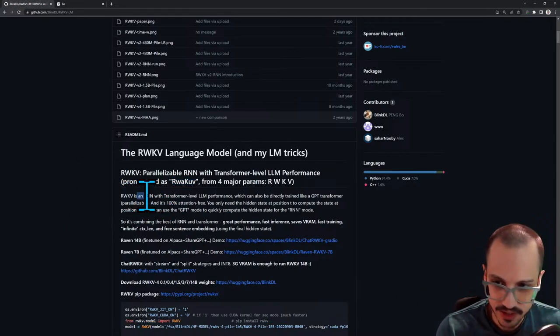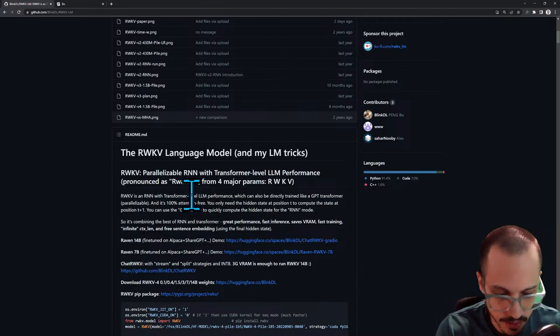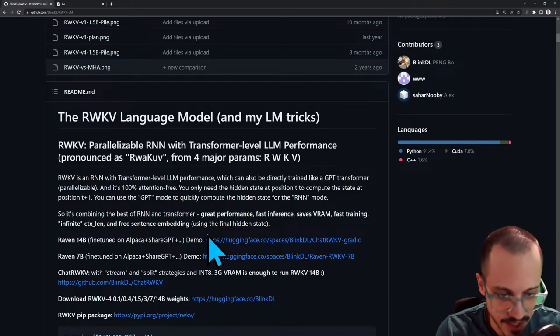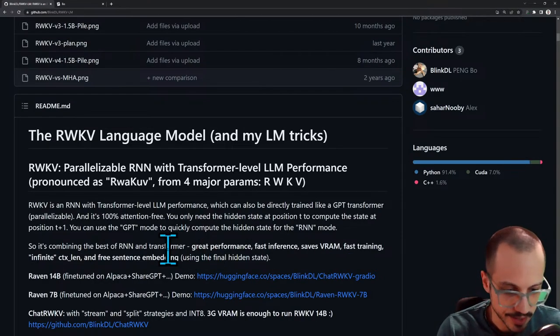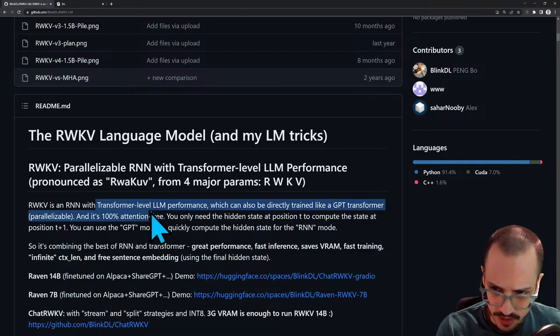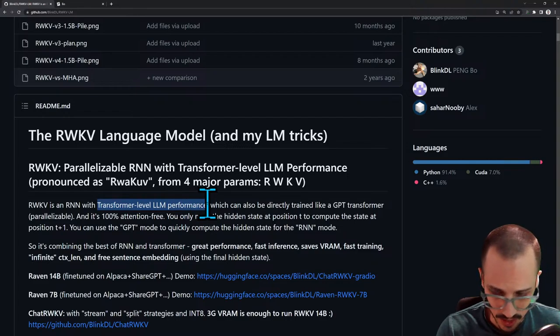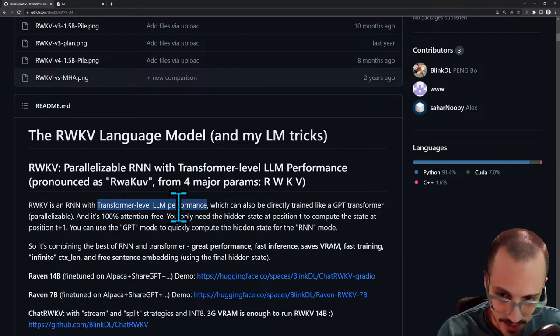It's an RNN, which is a recurrent neural network, with a transformer level LLM performance. LLM means large language model, and transformer refers to the fact that most of the LLMs you interact with are based around a transformer architecture. So the whole point of this project is that they want to have an LLM that is on par with transformers, but based on RNNs.